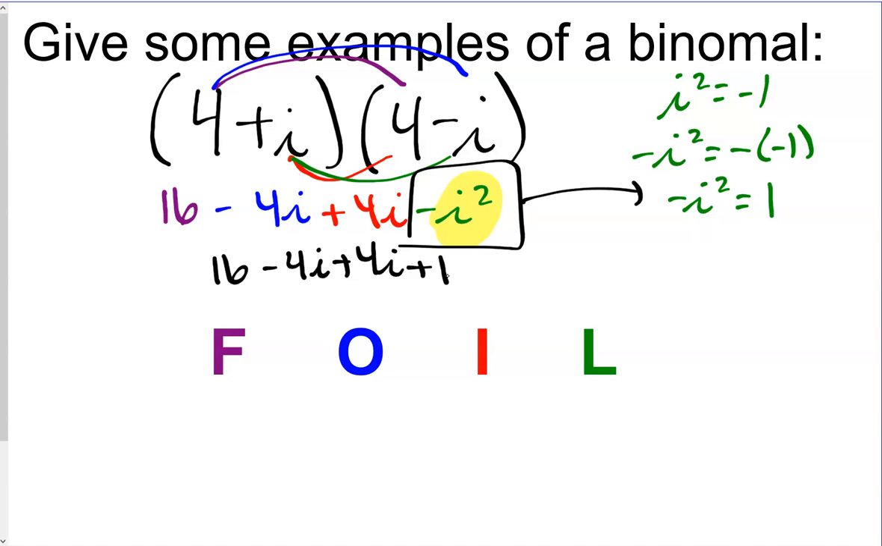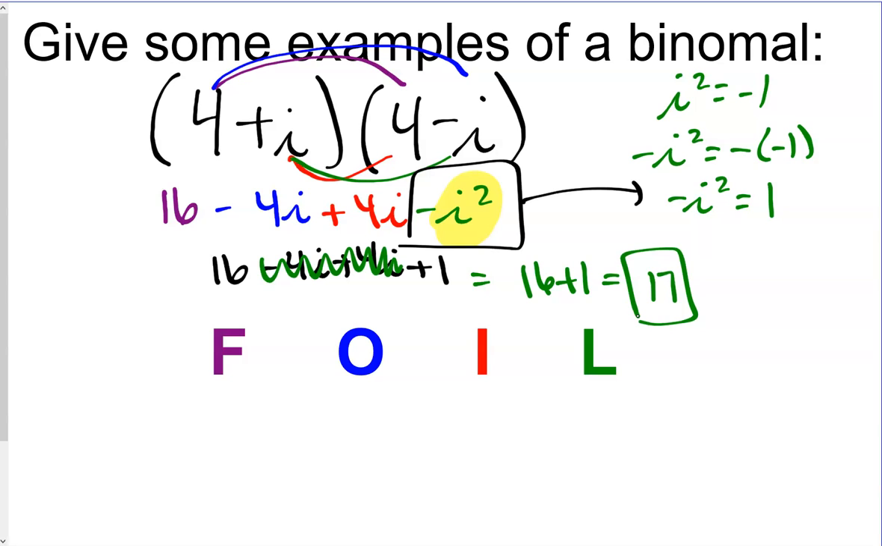Ooh, I see something else. Do y'all see something else? Look at these middle terms. Negative 4i plus 4i. Don't those cancel? They do. They cancel. So what's left? Well, it looks like all we have left is 16 plus 1, which is just 17. Well, that's interesting. This happened on purpose. I picked these numbers on purpose.